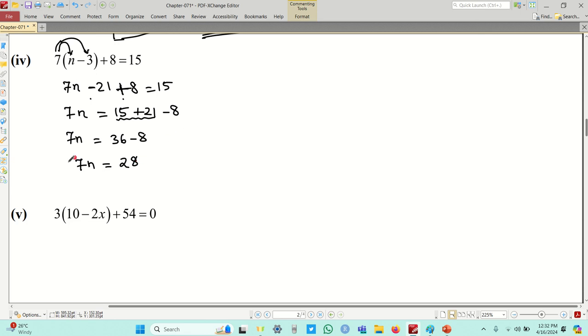Okay. Now what is the number here with the n? It is 7. So 7n is equal to 28. Which number do we need to divide by? 7. Because we need to divide by 7 on both sides. Now, this 7 and 7 cancel. So, n is equal to how much? 28 divided by 7 is 4. So, the value of n is 4.